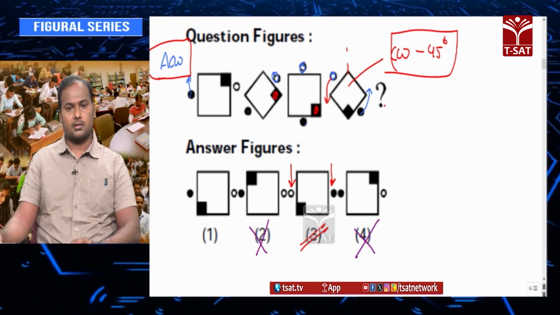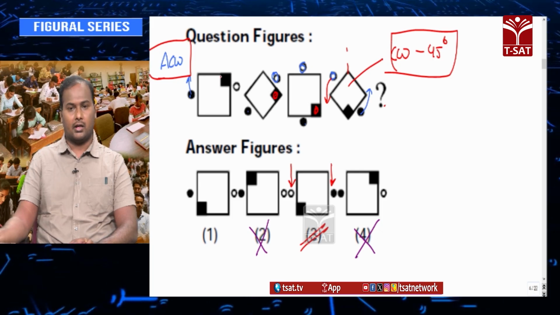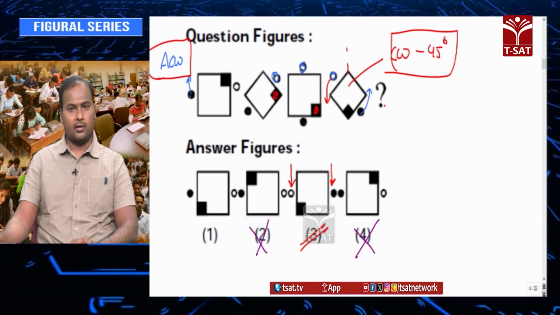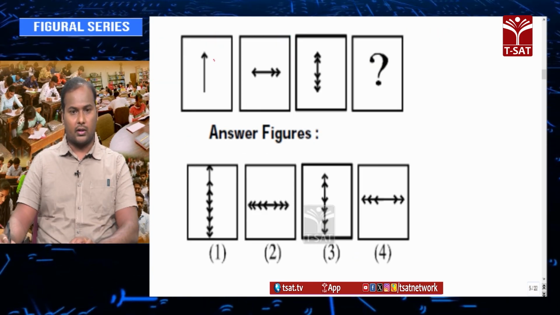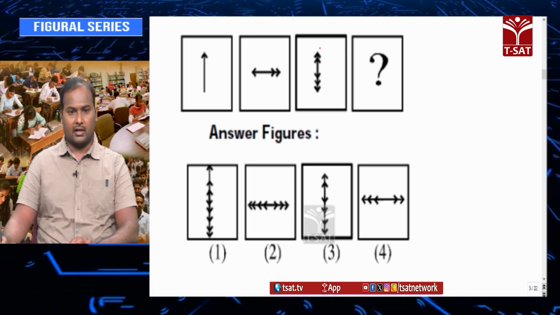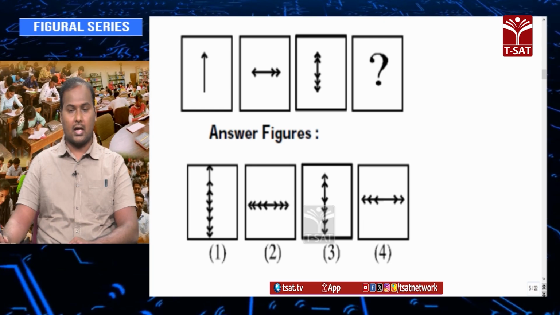Sometimes in other questions, inner circle will move in clockwise, whereas outer circle will move anti-clockwise, or both will rotate anti-clockwise, or both clockwise. So, this also will happen. In this particular question, look at the change from one figure to the next figure and this figure to the next figure. There are two changes. What are they? One is rotation, other one is addition.